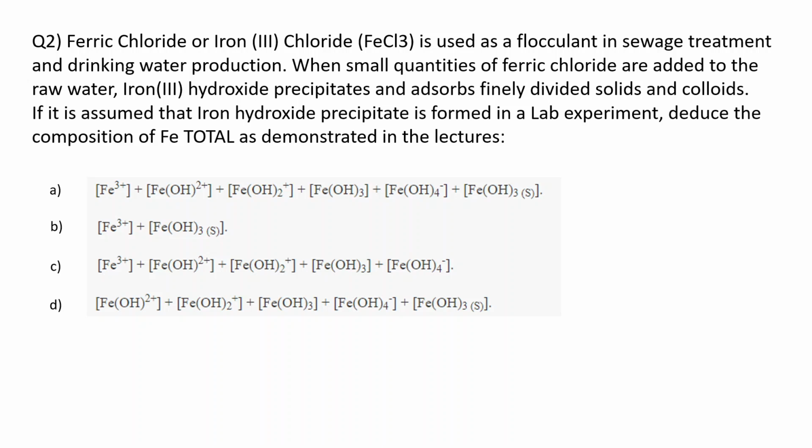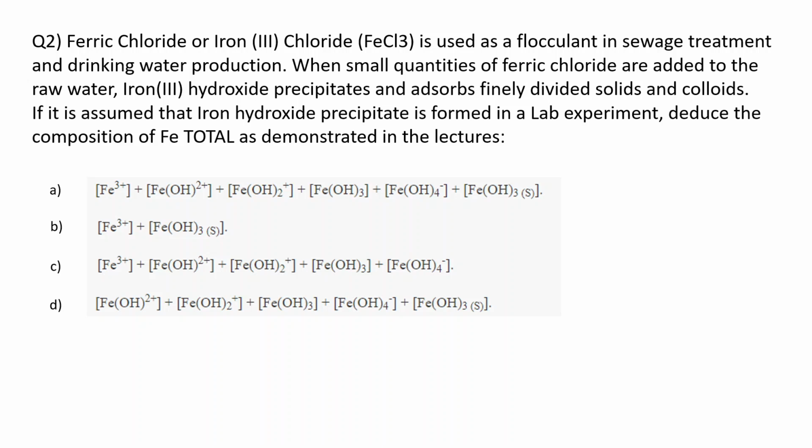So why have we mentioned lab experiment explicitly here? Because in a real scenario there will be multiple types, not only ferric hydroxide but different types of hydroxides, formed in these experiments. So a lab experiment is explicitly mentioned here so that you know only ferric hydroxide will be formed, other than simple suspended iron ions.